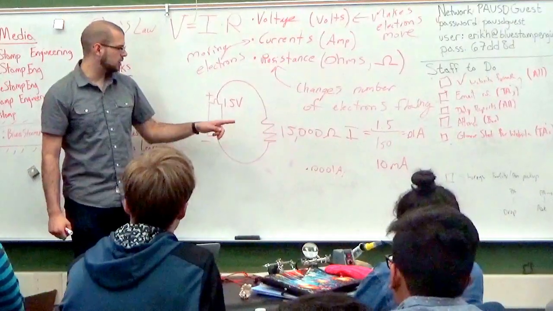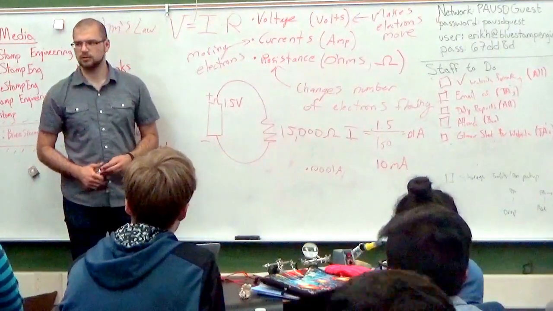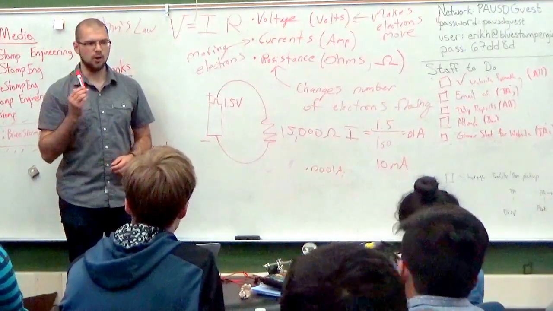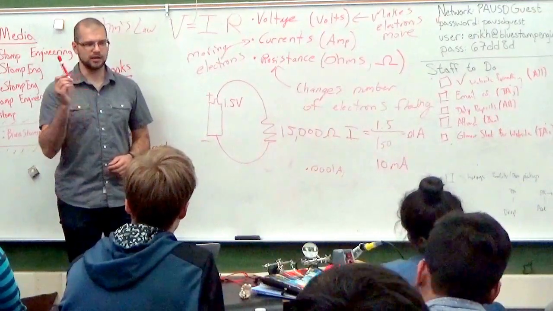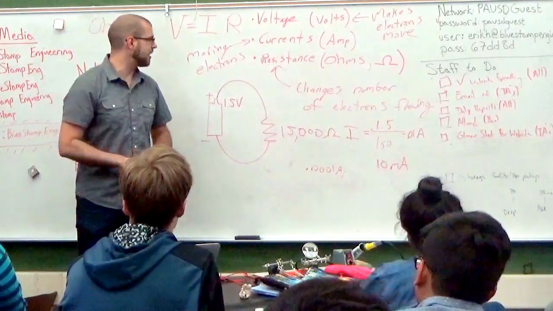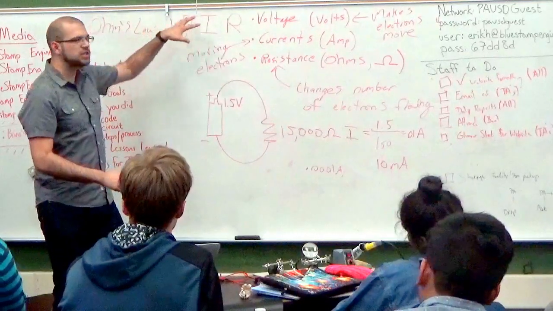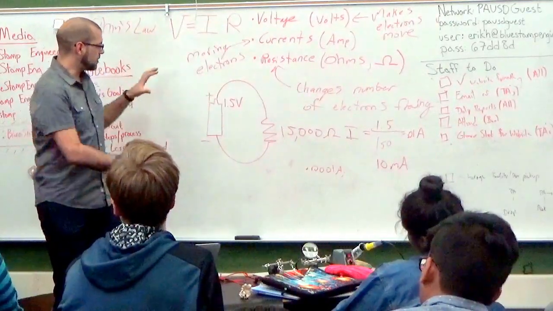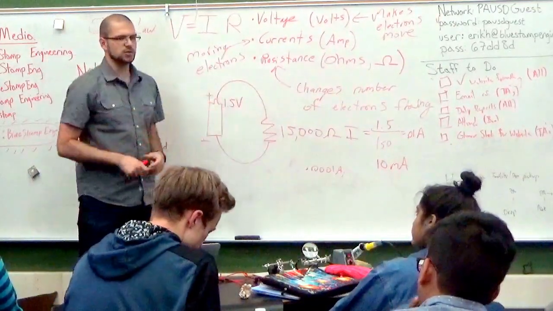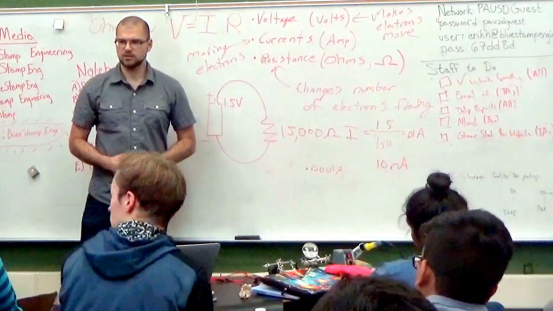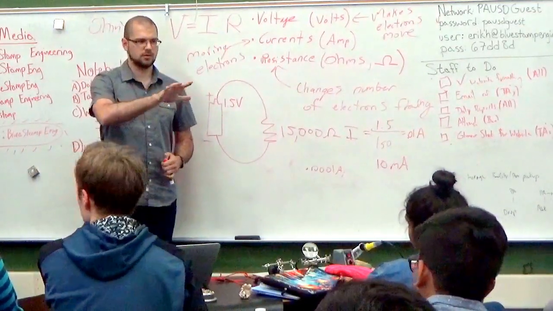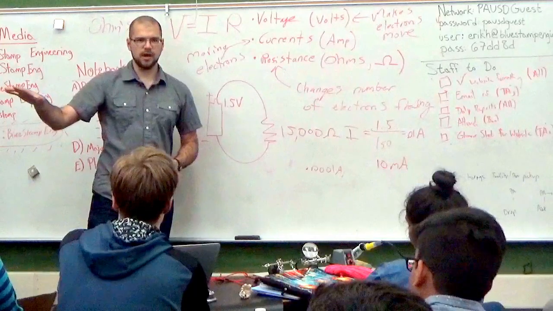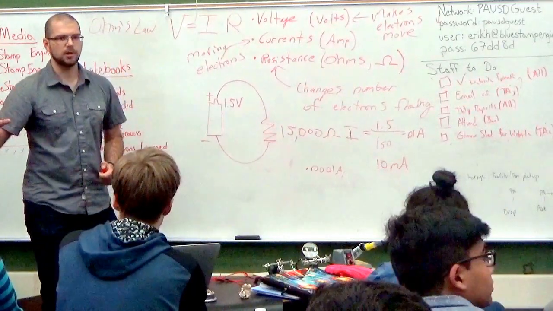Now how could I make more electrons go through? Or increase the voltage. Excellent. So that's the whole idea here, is you have these three interacting things, and you can change the different ones to change how the circuit behaves. You guys any questions about that? Good? Okay. I think we're just about ready to wrap up.